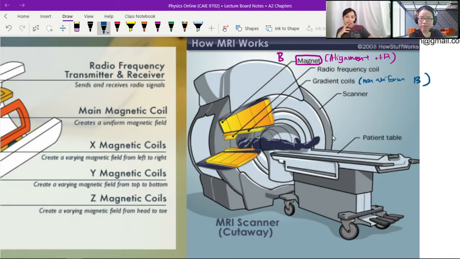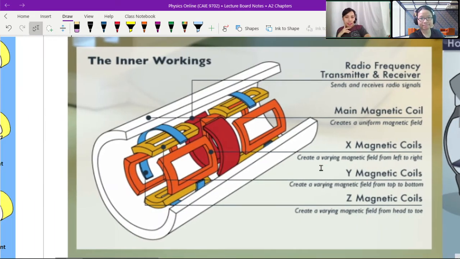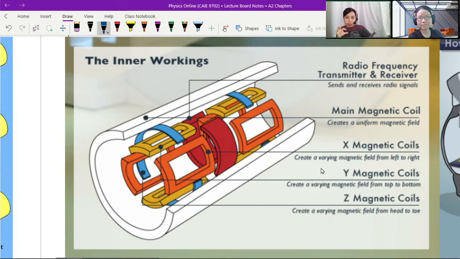The radio frequency coil is the one that sends us the pulse, right? Sends in the pulses. Yep. And the scanner, of course, is the whole thing. Then the patient is on the table and goes in. Okay, you zoom in a little bit more. In this diagram, you will see very specifically how the thing is set up.